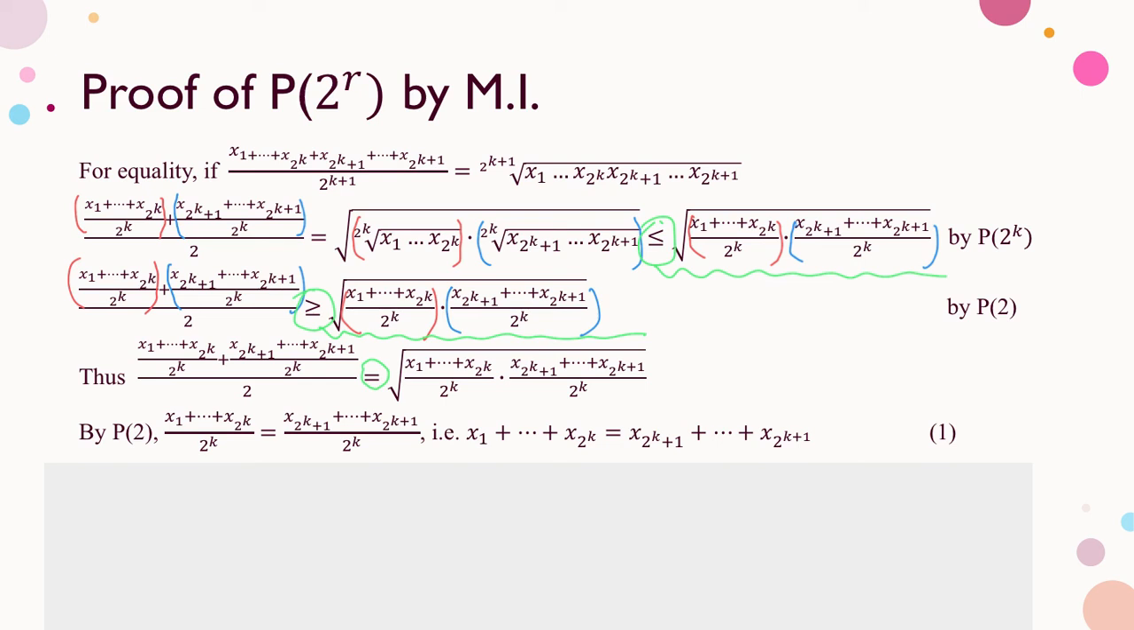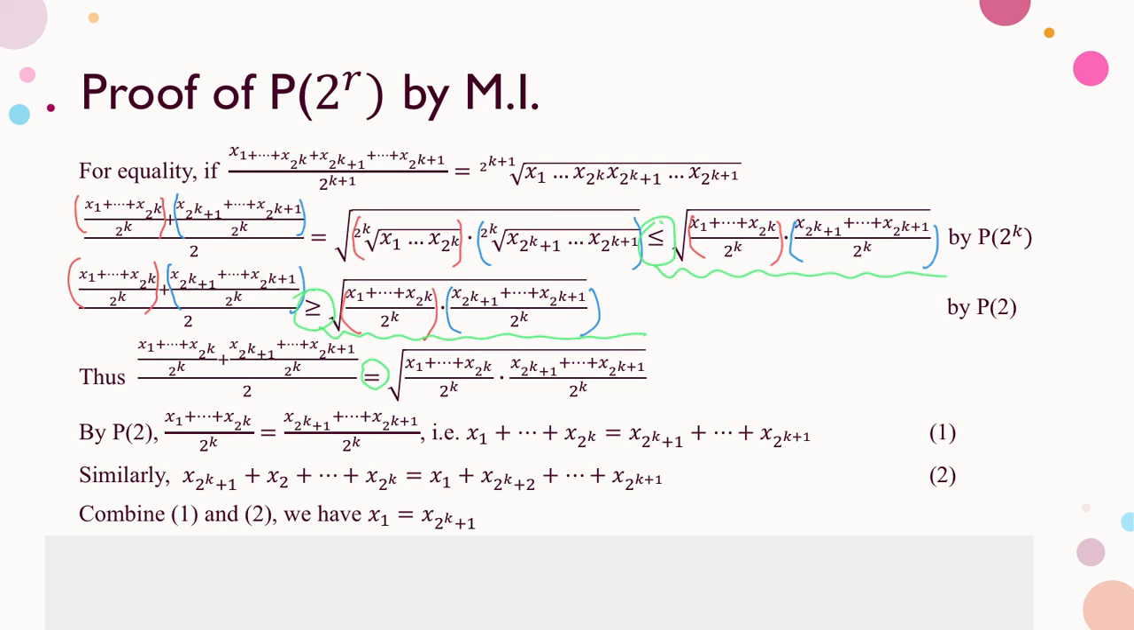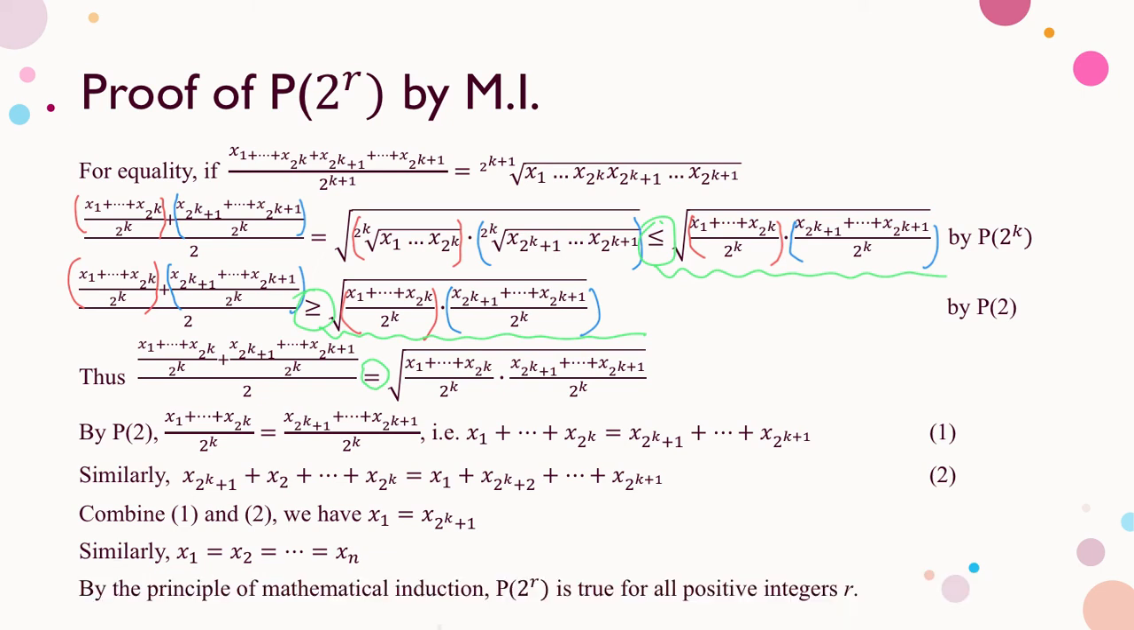Rearrange the terms and apply the same argument. We have equation 2. Combine the two equations 1 and 2. We cancel the common terms and we have x1 equals x sub 2 to the power k plus 1. So we have two terms equal. Apply the argument similarly. We have all terms equal. And therefore, the second part is done. Combine these two parts. By the principle of mathematical induction, we have the statement P of 2 to the power r is true for all positive integers r.